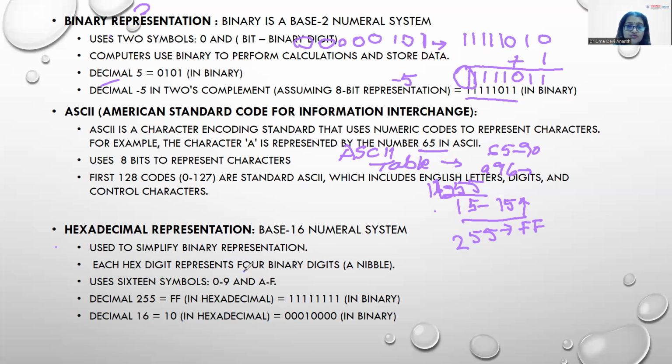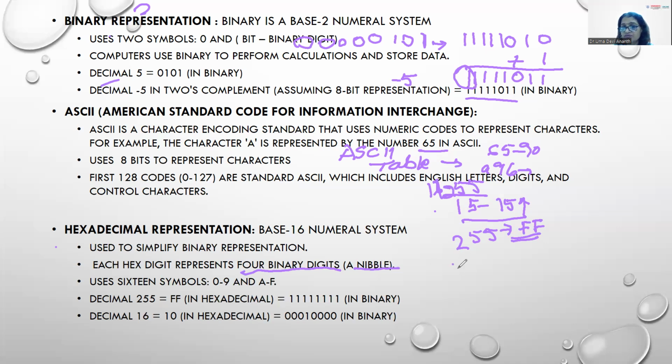And it uses 4 binary digits, which is called a nibble. So it uses 4 binary digits. And now, if we want to convert this from hexadecimal into binary, 4 binary digits. So F is what? 15. 15 is what in binary?